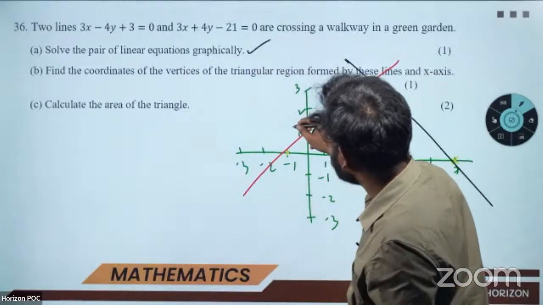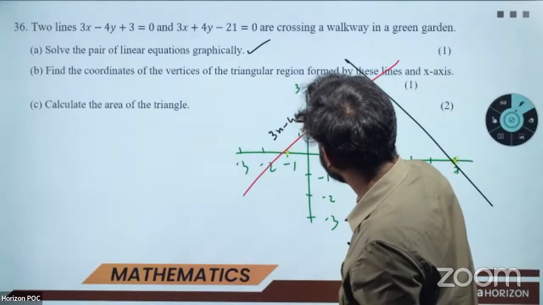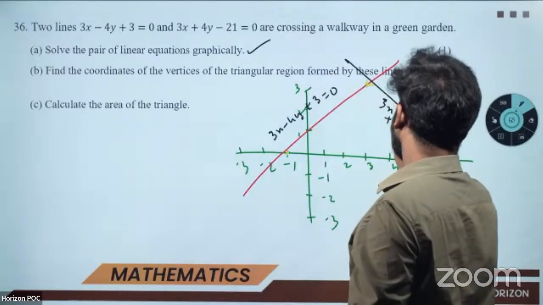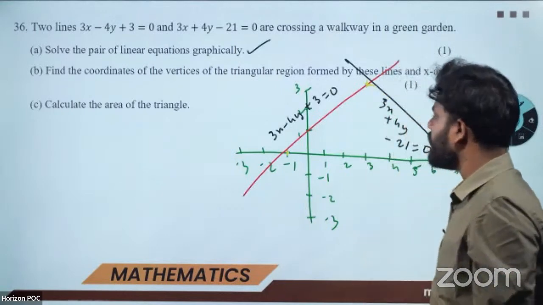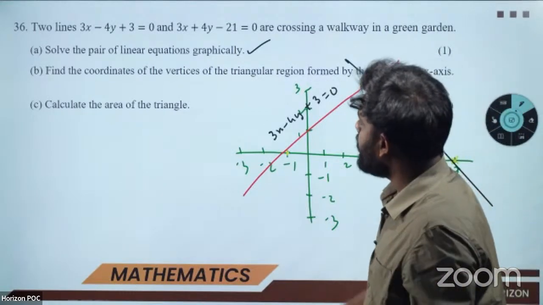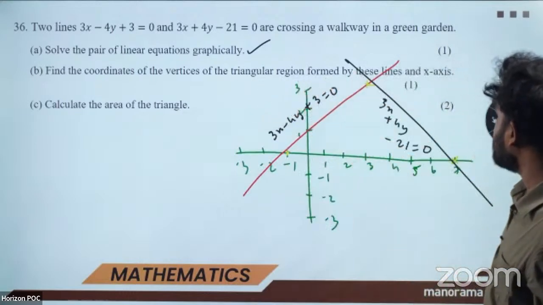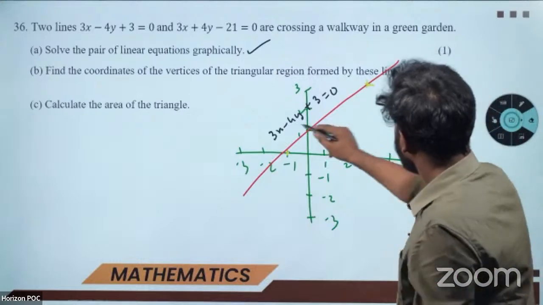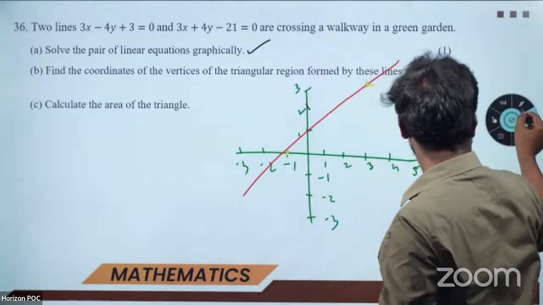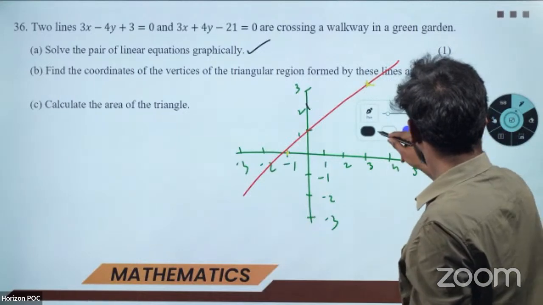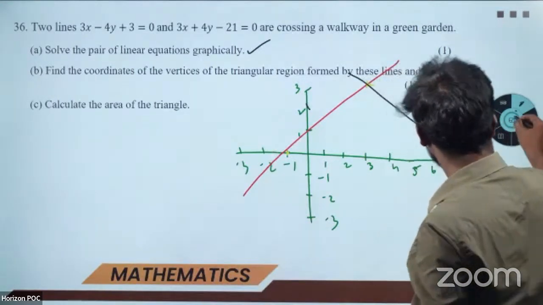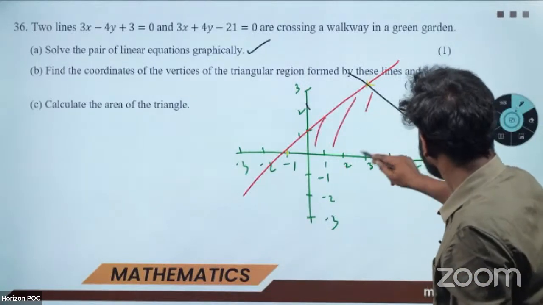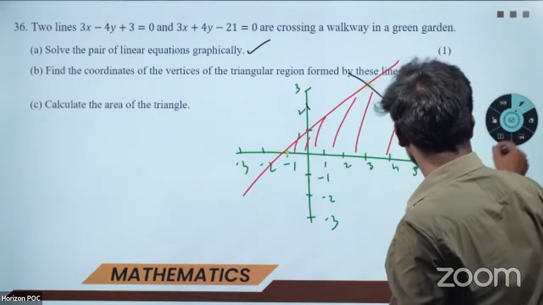Now, along with the graph, always try to write the equation. This one is 3x minus 4y plus 3 equal to 0, and this one is 3x plus 4y minus 21 equal to 0. So these are the two equations. Now, find the coordinates of the vertices of the triangle region formed by these lines and x-axis. Look here. You have a triangle here, right?